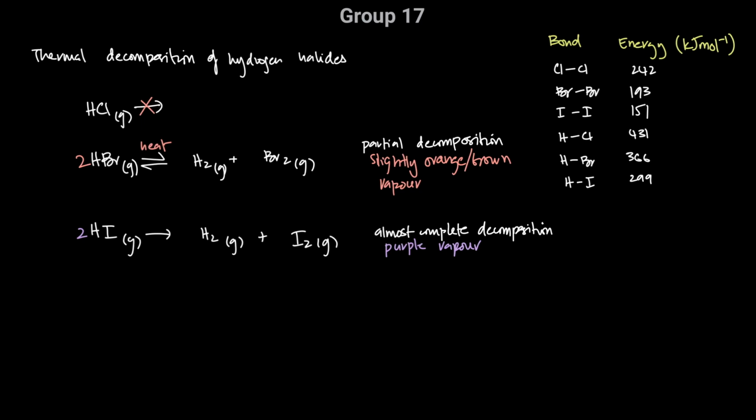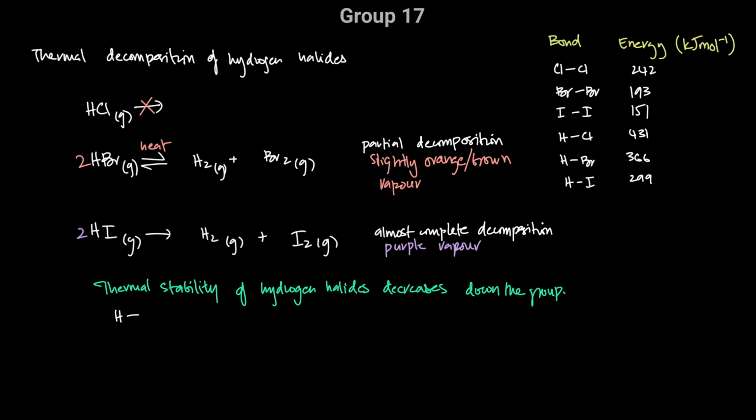So what we can say here is that the thermal stability of the hydrogen halides decreases down the group. They're less resistant to heat. They decompose more easily down the group. And again, this can be explained by the fact that the strength of the HX bond decreases. The bond energy decreases. So HX bond energy decreases down the group.